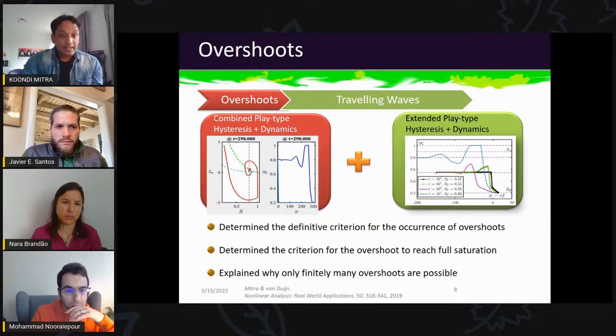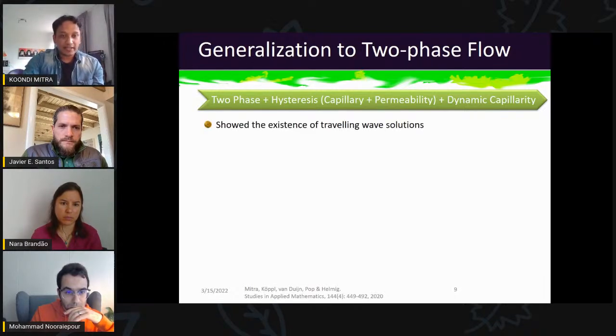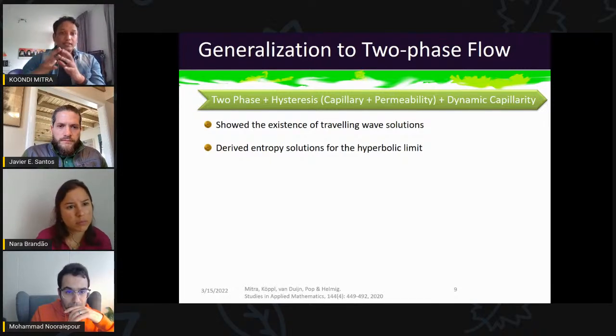We can also extend this result to the two-phase flow case, where the main flow equation is the Buckley-Leverett equation. In this case, we can also show the existence of all traveling waves. And further, we can go one step beyond and prove the existence of entropy solutions in the hyperbolic limit, which is the solutions which come out when the domain is very large, like in a reservoir scale problem.